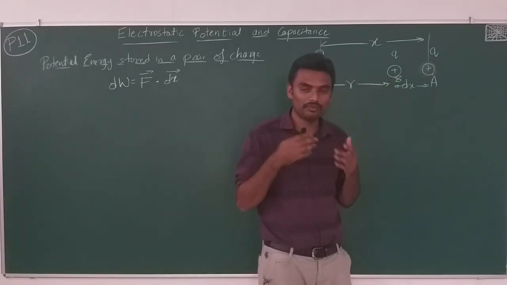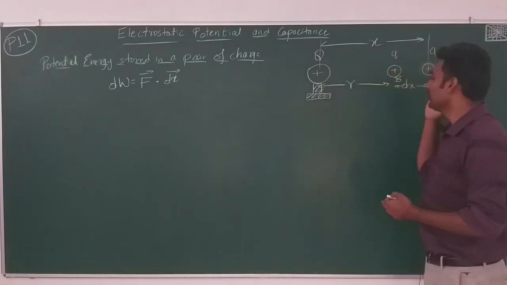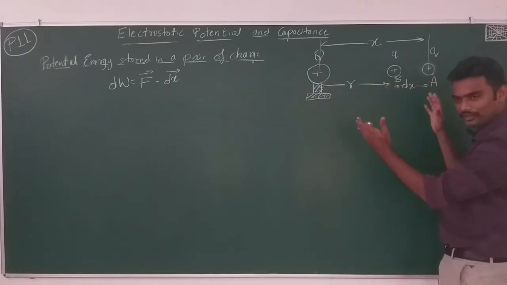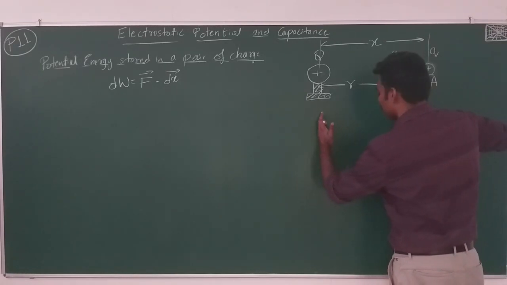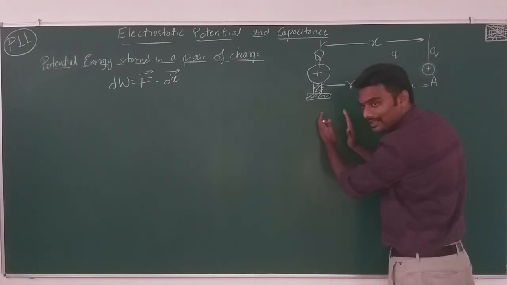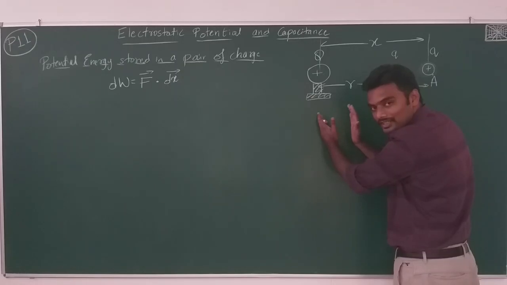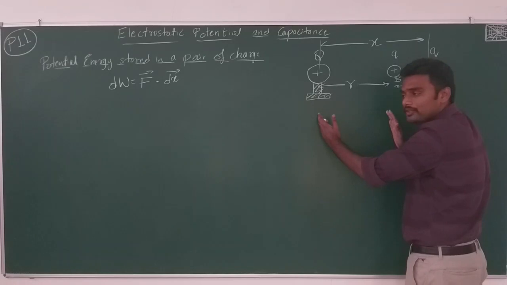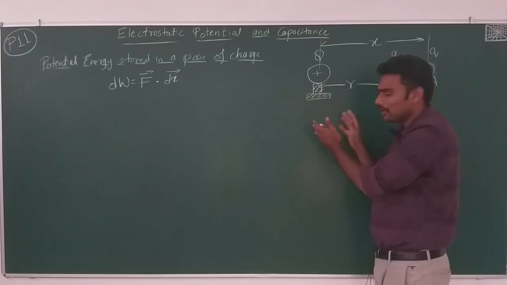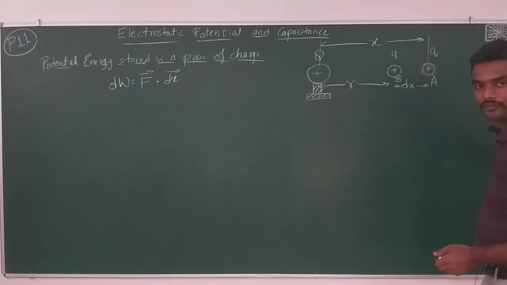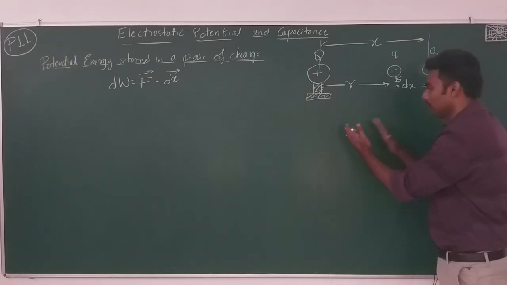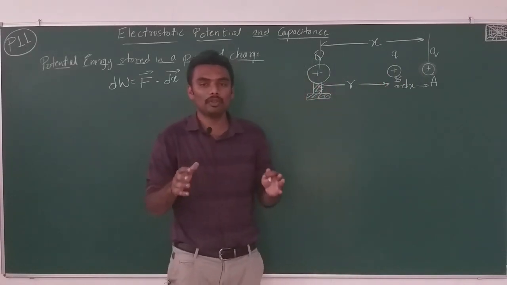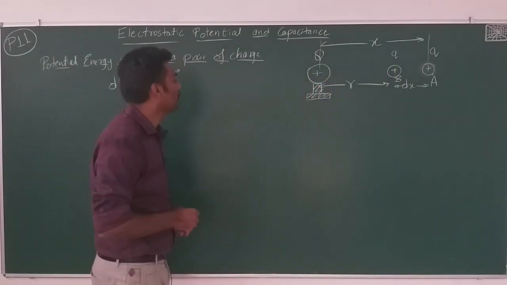So whatever work we do on the system will be stored in the system in the form of potential energy. Just assume a spring. To what extent you compress the spring decides the amount of potential energy you store in it. You compress less, you store less potential energy. You compress more, you store more. You leave it, you get the work back again. Following? So the amount of work I do decides the amount of potential energy stored. That is why I'm bothered about the amount of work I'm doing on the system.